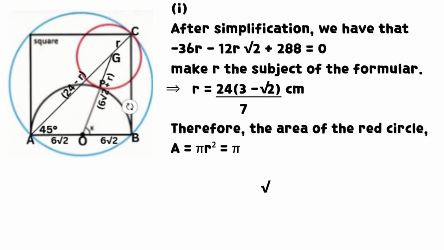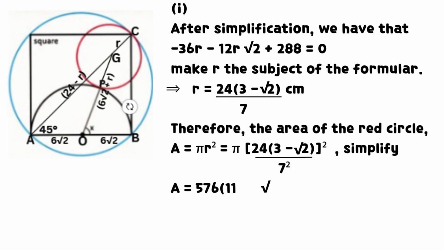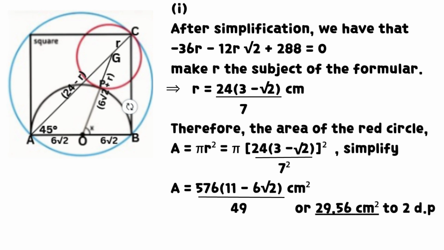We can now find the area of the red circle. Therefore, the area of the red circle, A, equals the product of pi and the square of small r, which equals the product of pi and the square of 24 times, in bracket, 3 minus the square root of 2, all divided by the square of 7. Simplify the result and we have that the required area A of the inscribed red circle equals the product of 576 and 11 minus 6 times the square root of 2, all divided by 49, in square centimeters, or 29.56 square centimeters to 2 decimal places.